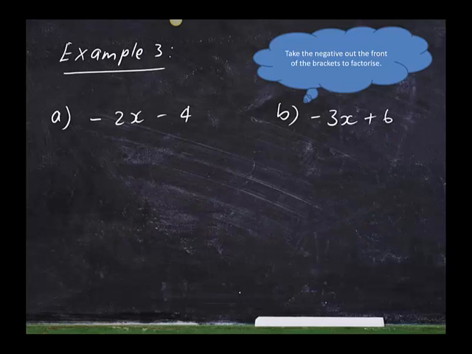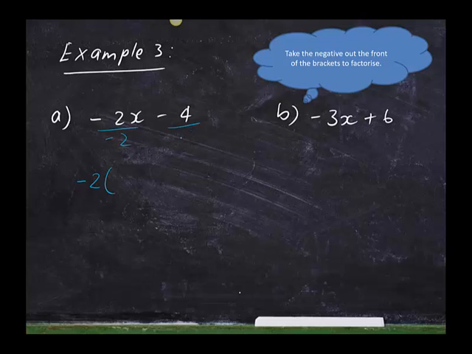Here we have negatives in our terms, so we take the negative out the front. In A, we're going to take minus 2 out the front because the minus is in both of them. And it wouldn't matter if it's not in both, as you can see in example B. It doesn't have a minus in both the terms. And there's also a 2. So we're going to divide by minus 2.